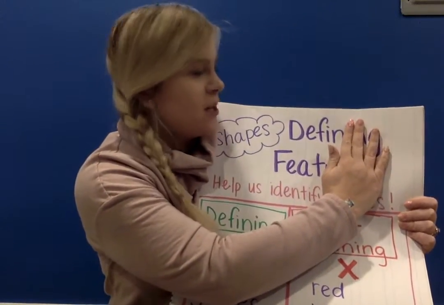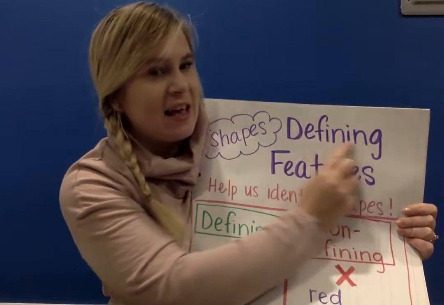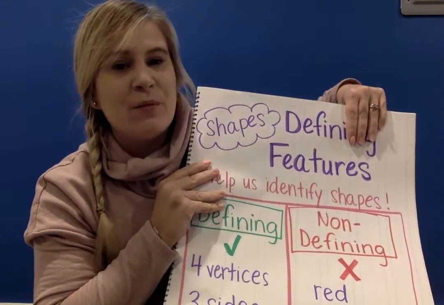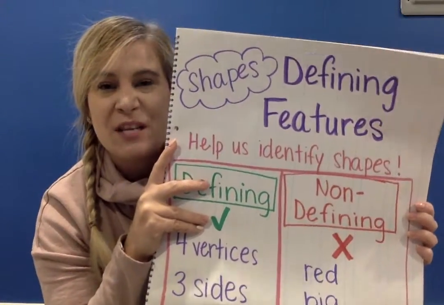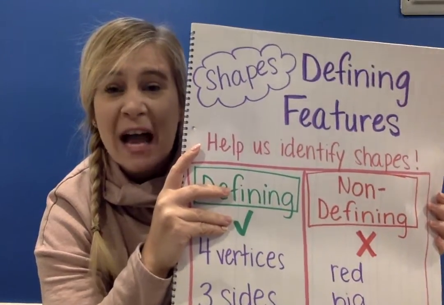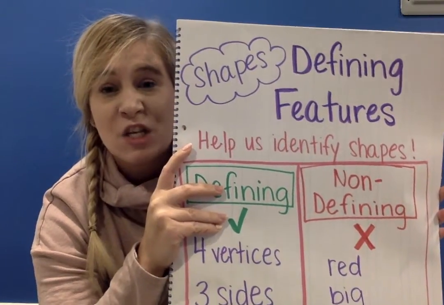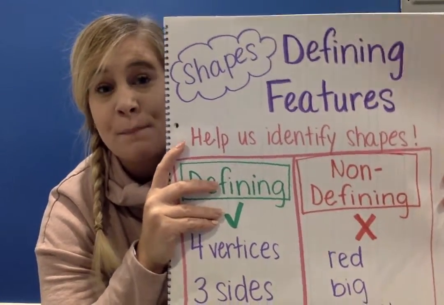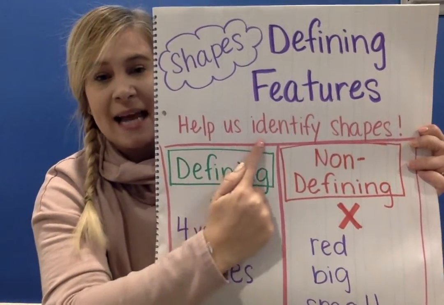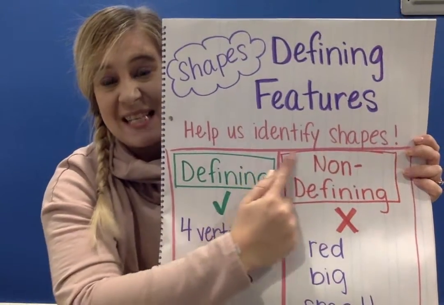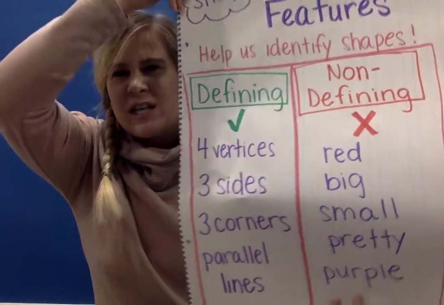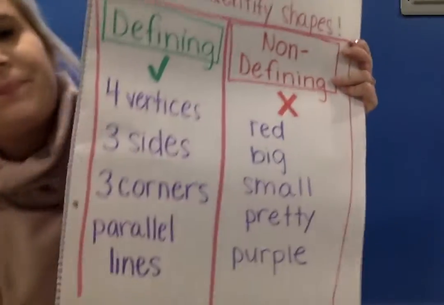Defining has the word define, which would have an E at the end because there's an I sound in it. And when you define something, you kind of tell about it, what it means or what it is. When we define a word or we give the definition of a word, we tell what that word means. So defining features in shapes help us identify shapes. When we identify, we tell what kind of shape that it is. Now, a feature is just something about that shape.